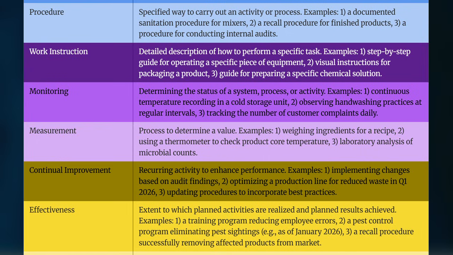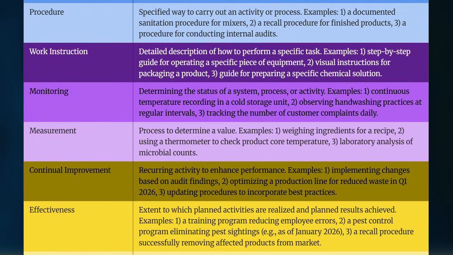Then you will hear about work instructions. In quality and safety terms, it means a detailed description of how to perform a specific task. That's the work instruction, a detailed description of how to perform a specific task. Example, you have a step-by-step guide for operating a specific piece of equipment. That's work instruction. Or visual instructions for packaging a product. That's also work instruction. And a guide for preparing a specific chemical solution. That's also work instruction.